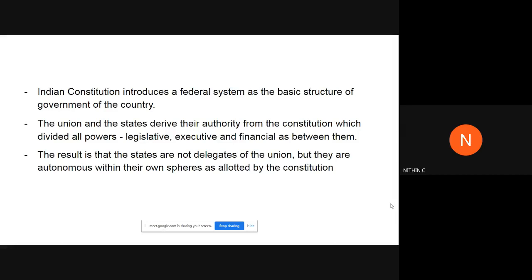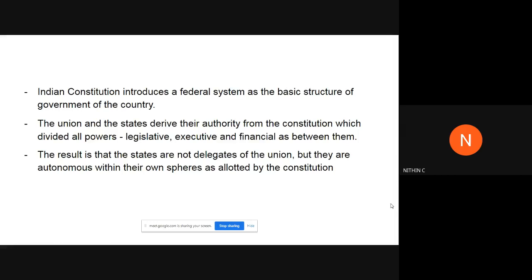So അതാണ് നമ്മൾ ആദ്യമേ പറഞ്ഞത്, states are not completely dependent upon the union. Completely they are not depending upon the union. They can create their own laws in the matters which have been allotted to them as per the constitution. So they are a kind of ഒരു സ്വയംഭരണ അവകാശം. That is what we call as autonomous. So states are a kind of autonomous bodies with their own spheres as allotted by the constitution.